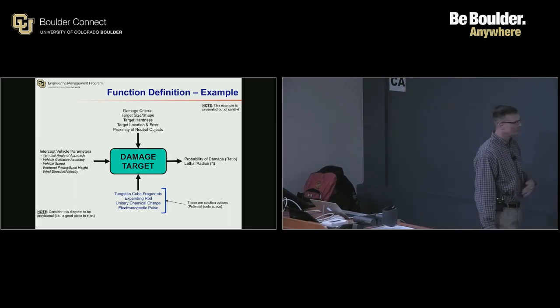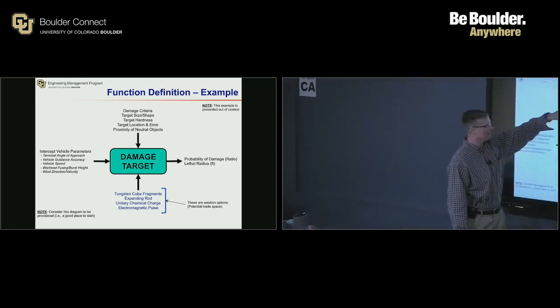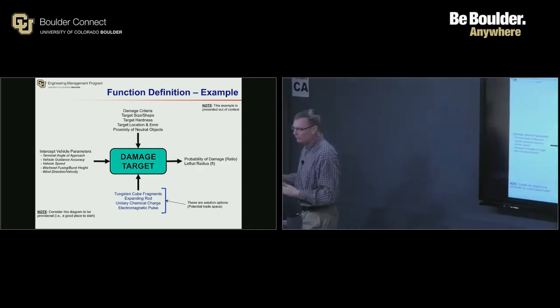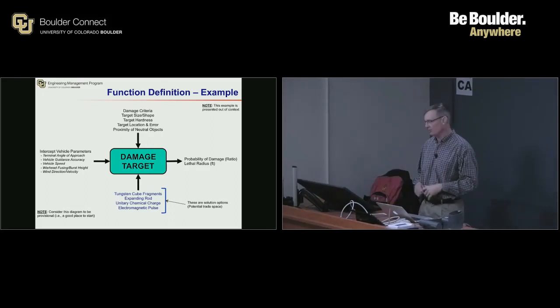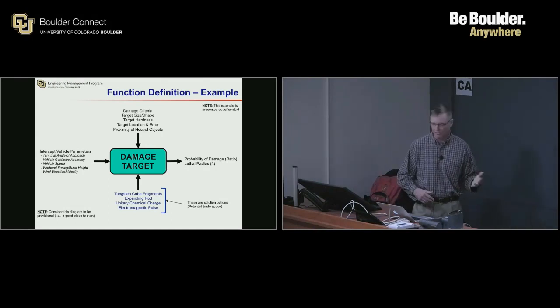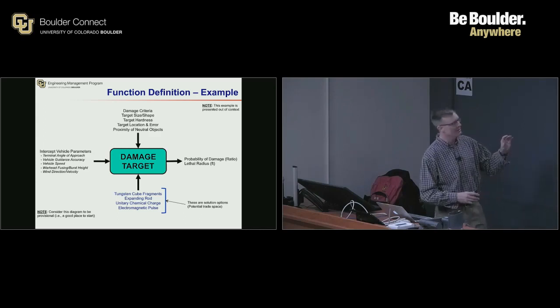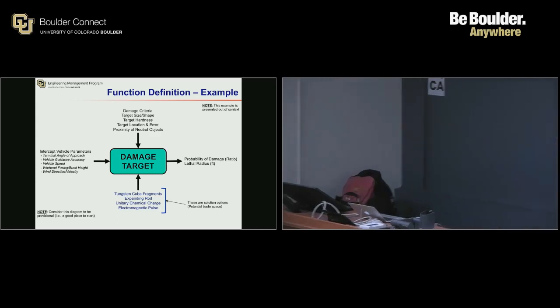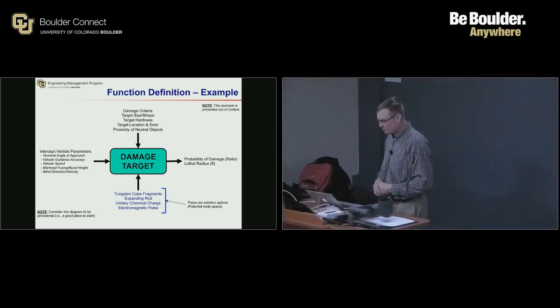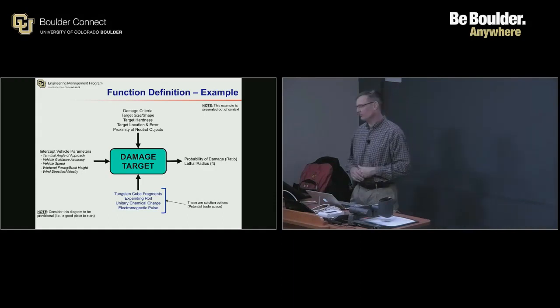All right. My constraints in this case are going to be the characteristics of the target we're trying to damage. It could be the size. Is it a building? Is it a small truck? Is it moving? Is it stationary? Do I know where it is? All those kinds of things. And then my output is going to be a damaged target. The way we evaluate the damage to a target would be some sort of probability ratio or a lethal radius or something like that.